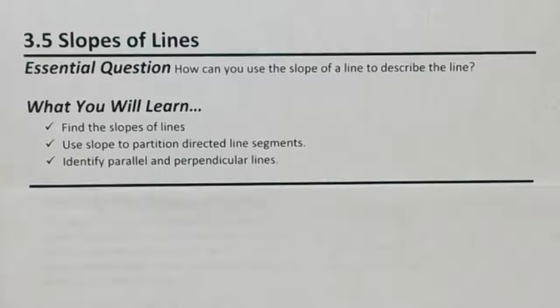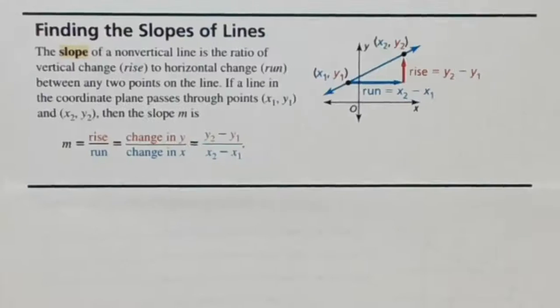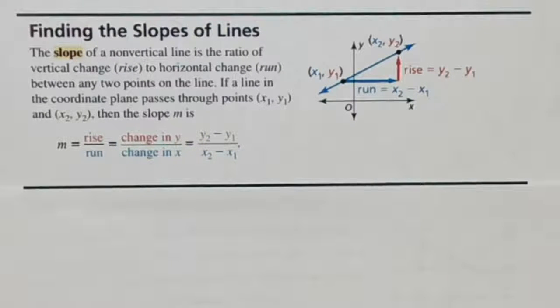Alright, this is 3.5, slope of lines. The central question: how can you use the slope of a line to describe the line? The objectives of what you will be expected to learn or be able to explain are how to find the slopes of a line, how to use the slope to partition directed line segments, and be able to identify parallel and perpendicular lines. Alright, what you're going to be able to do now is find the slope.